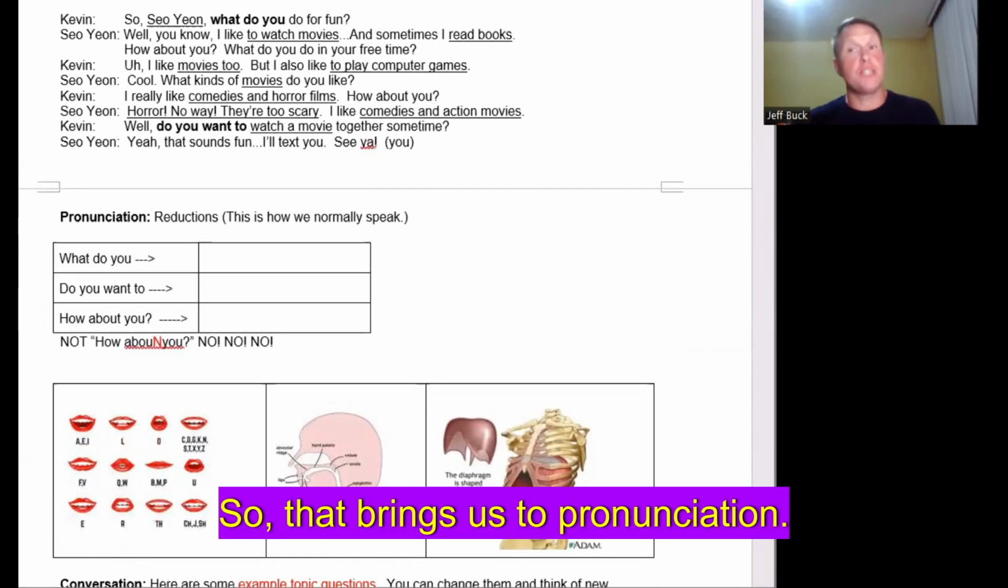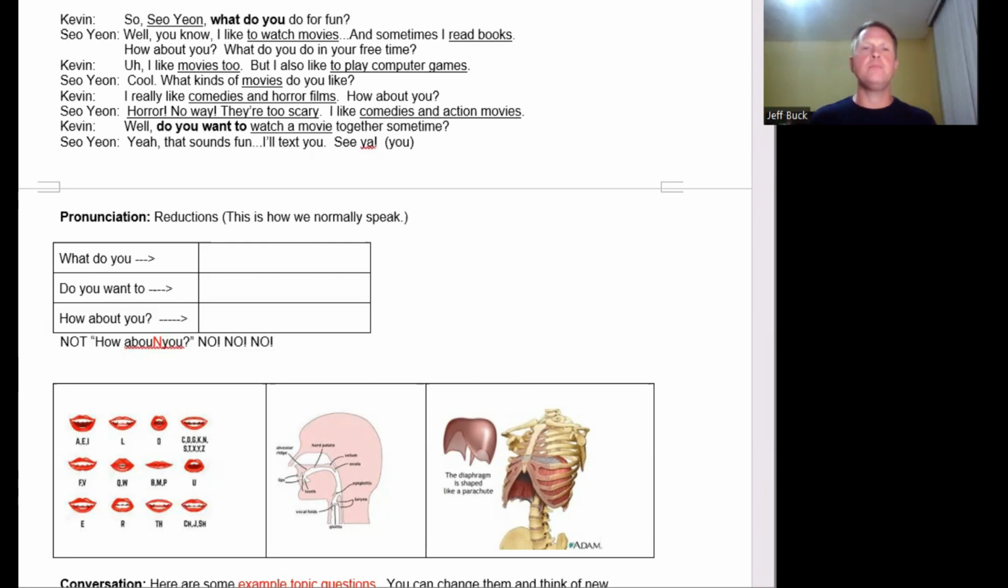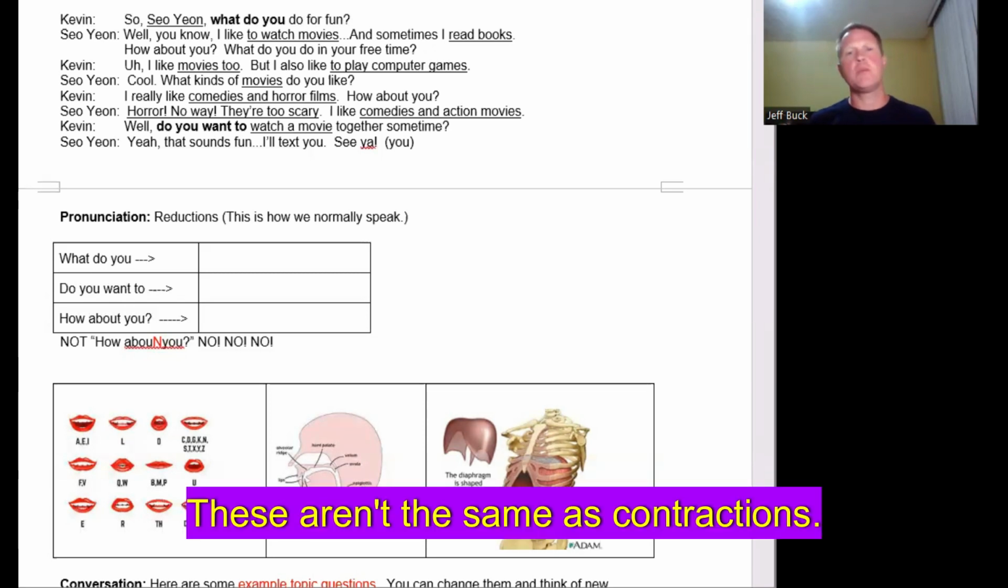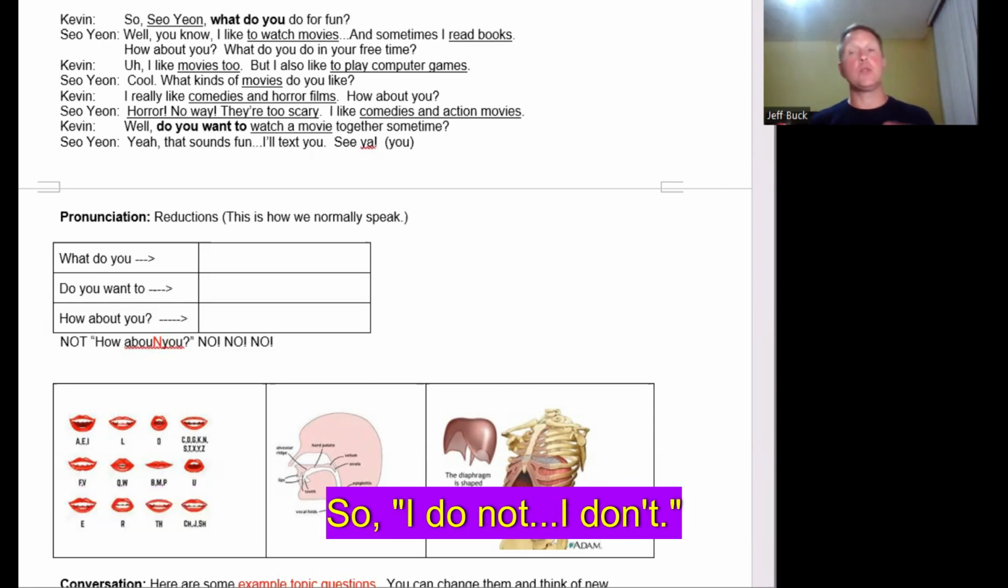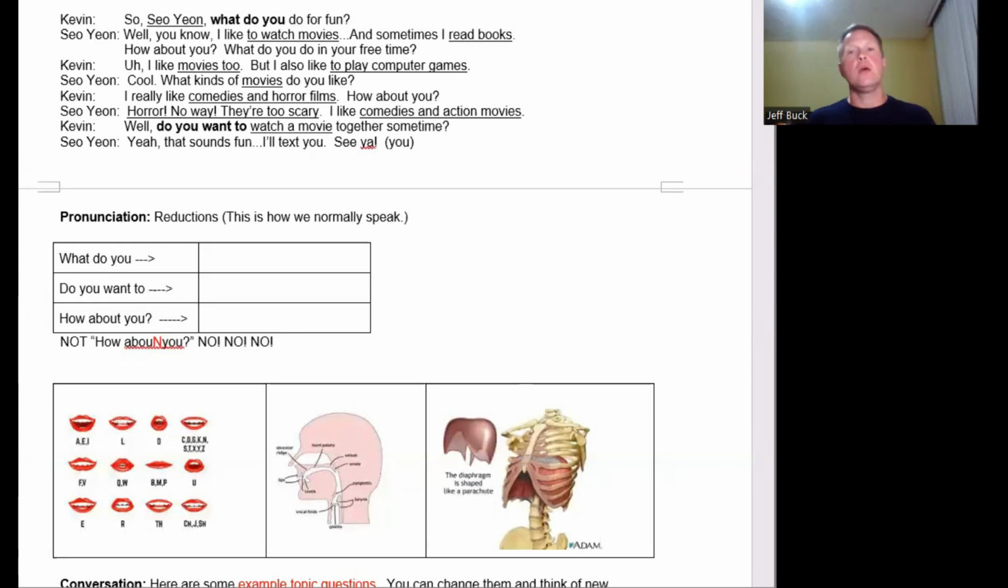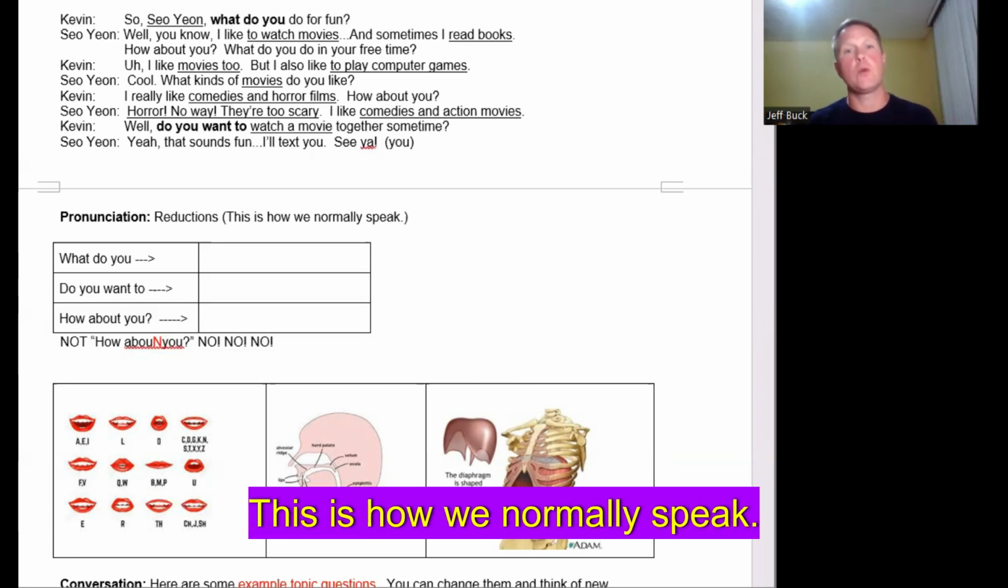So that brings us to pronunciation. And today we're talking about reductions. These aren't the same as contractions. Contractions are what we talked about the last time. So I do not, I don't. These are even more informal, but very common. This is how we normally speak.